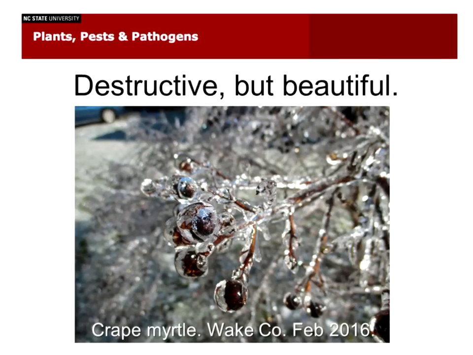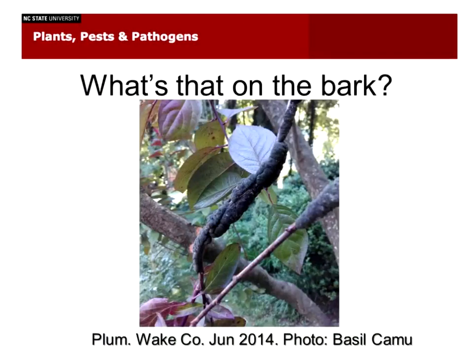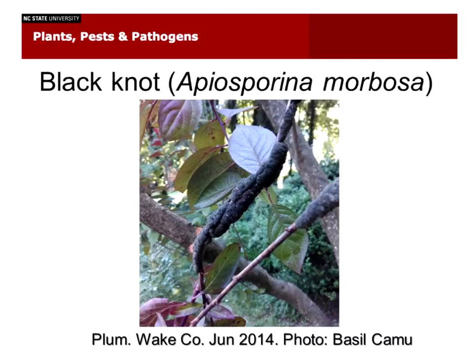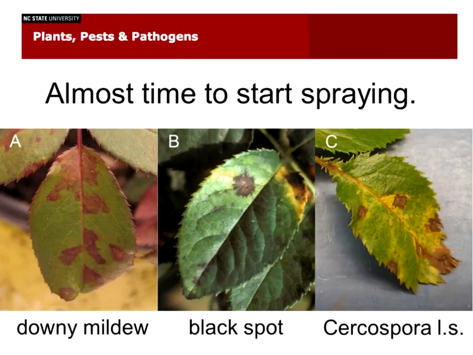Although it is destructive, you can't help but love the beauty of the ice on the trees, though. In this case, covering the twigs and the seed pods of a crepe myrtle. And our last what's on that bark picture, most of you should probably recognize this, something you would see on black cherries, wild black cherries, or on cultivated plums. And yes, that is black knot caused by the fungus Apiosporina morbosa. Really, about the only control measure here is just to prune those out.